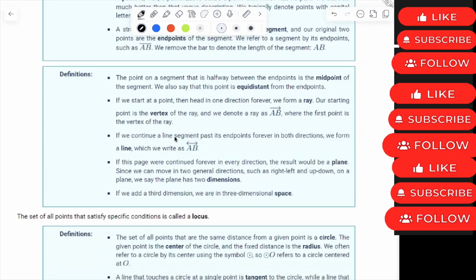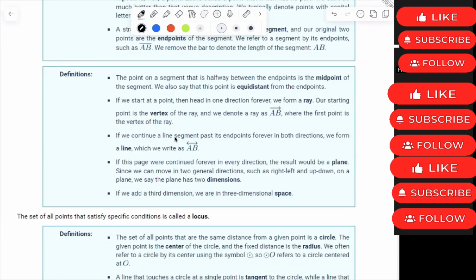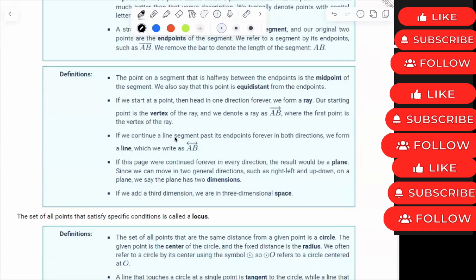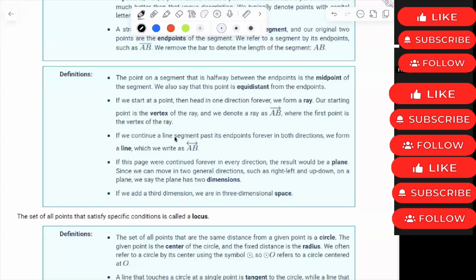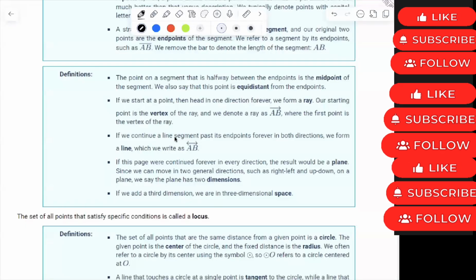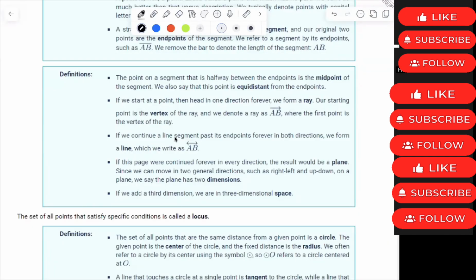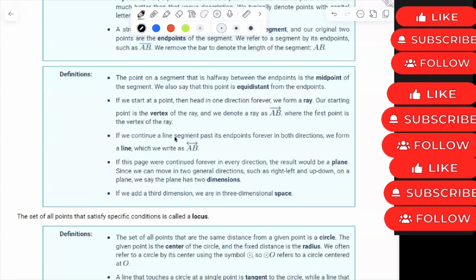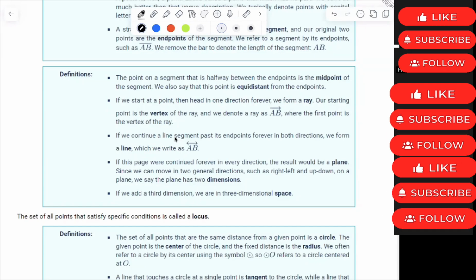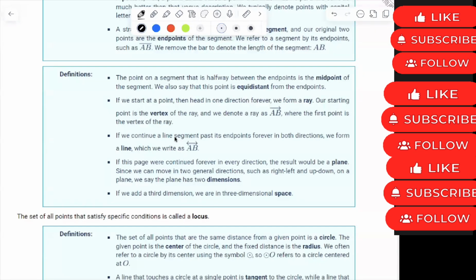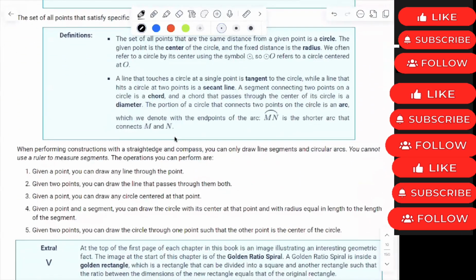All points that satisfy a specific condition are called a locus, right? And there are many different loci. You come to learn it in high school, and eventually later in math competitions. If you continue to pursue all the way up to the highest level of mathematics competitions, you'll learn about the locus eventually. The set of all points that are the same distance from a given point is a circle. The given point is the center of the circle, and the fixed distance is the radius.